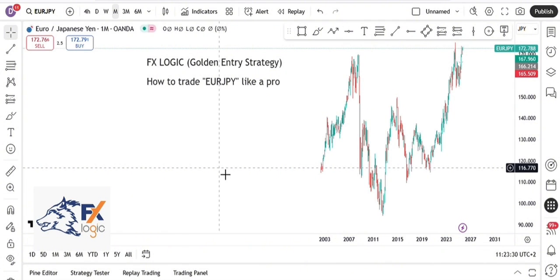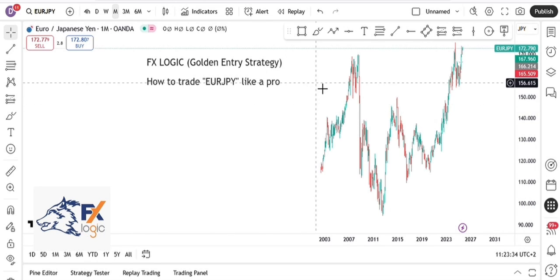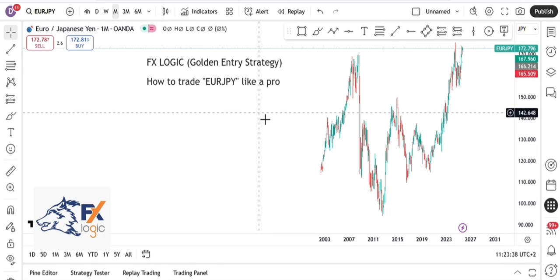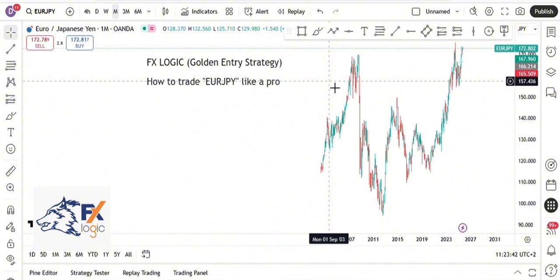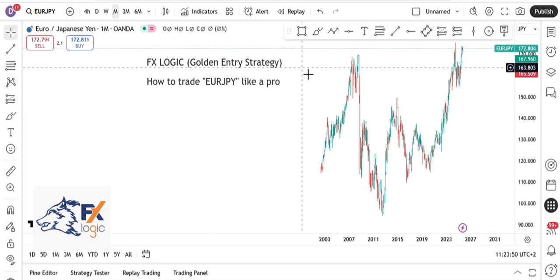I'm a big fan of top-down analysis, doing analysis from the higher time frames down to the lower time frames. Here we're looking at EURJPY, a currency pair, euro against the Japanese yen. Here we are on the monthly time frame.